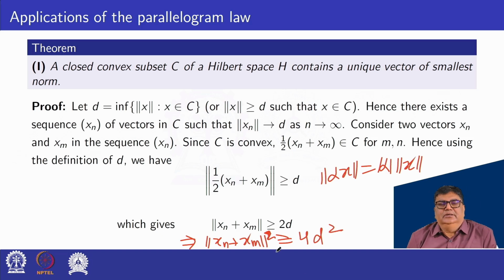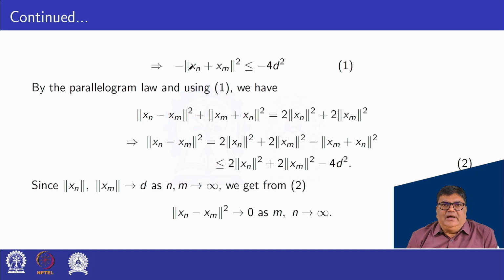So multiplying both sides by minus 1, the inequality reverses. So this implies that minus norm (x_n plus x_m) squared less or equal to minus 4d squared. Equation 1. By the parallelogram law, norm (x_n plus x_m) squared plus norm (x_n minus x_m) squared equals 2 norm x_n squared plus 2 norm x_m squared.